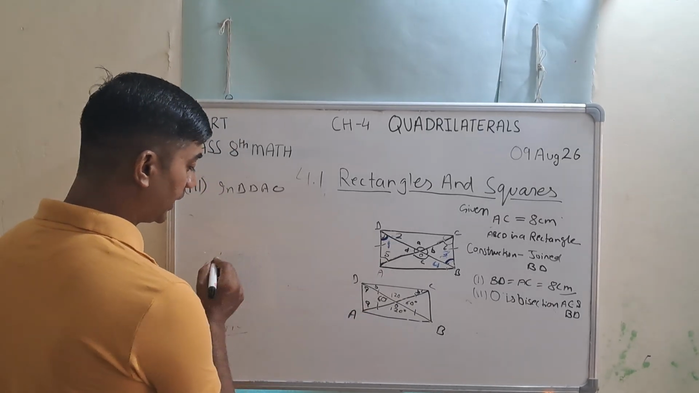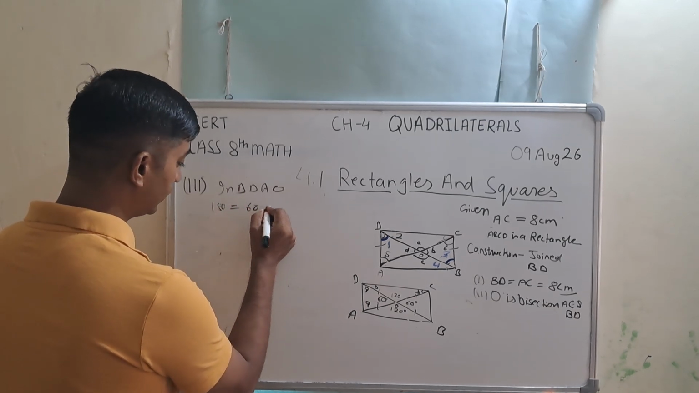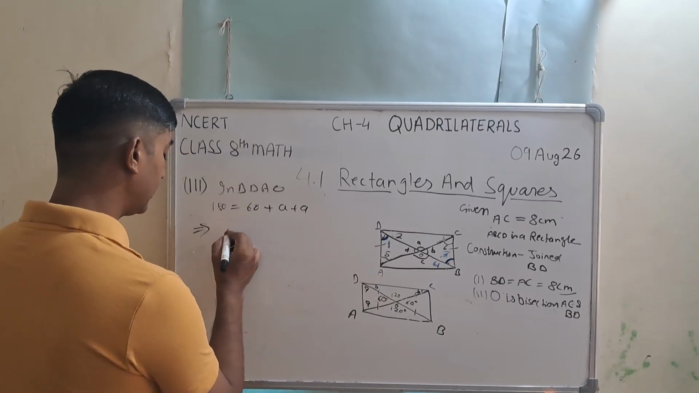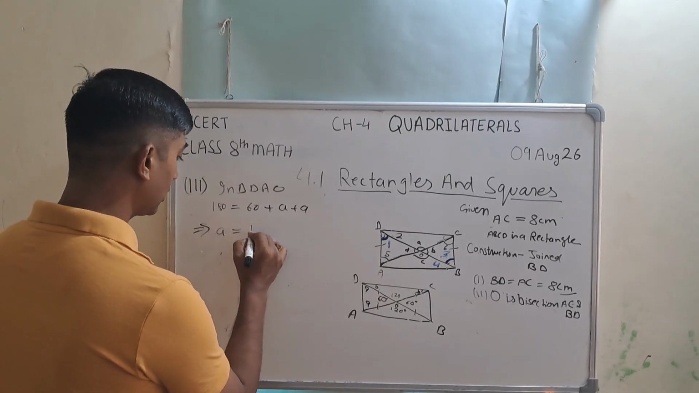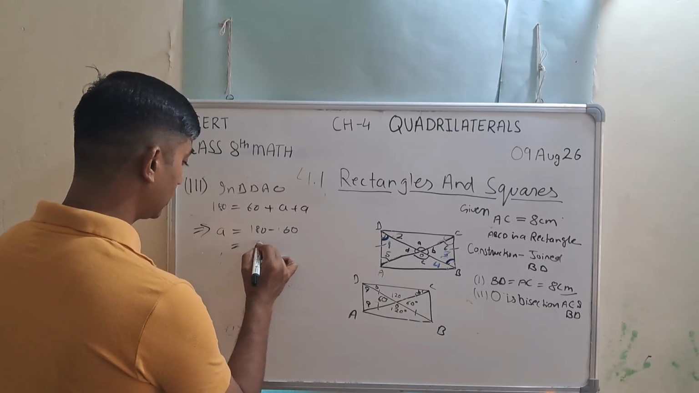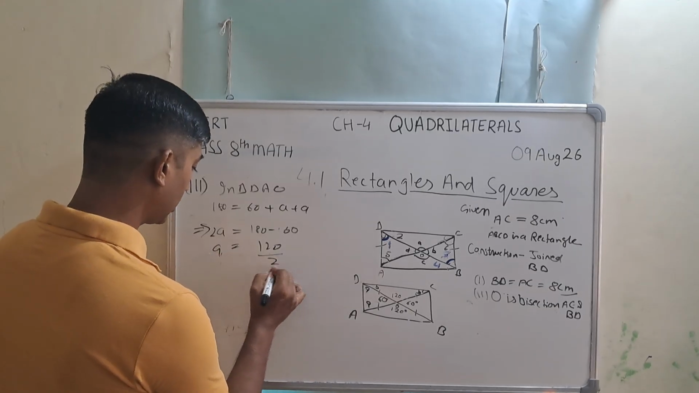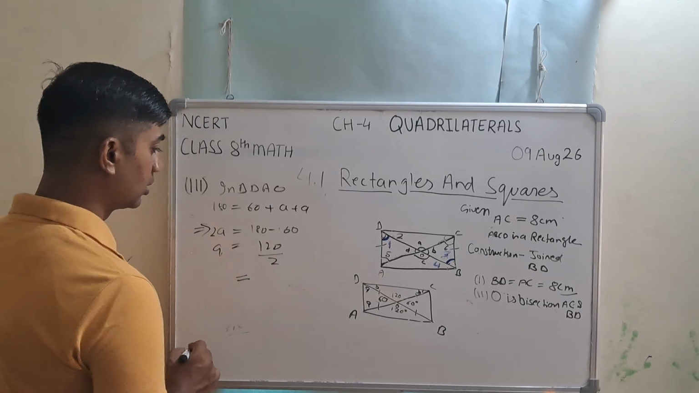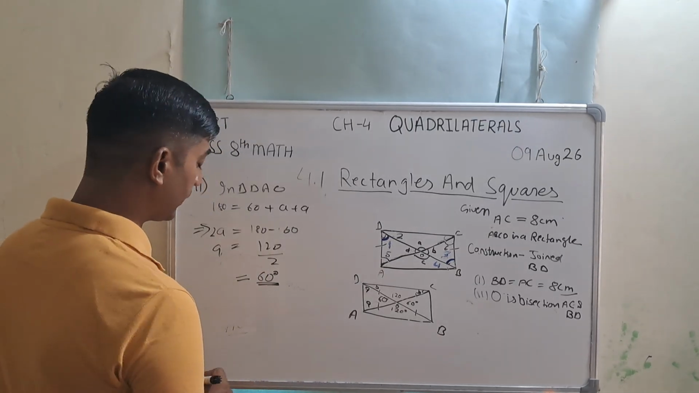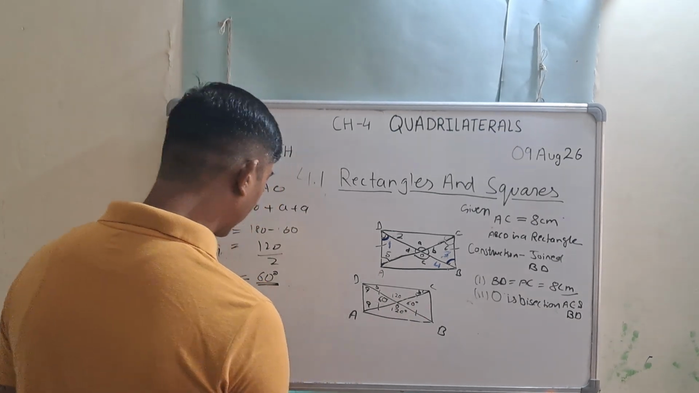So what is the value of A? You can find out. Total angle is 180, and one angle is 60 plus A plus A. In this relation you will find that 2A is equal to 180 minus 60, that is 120, and A is equal to 60. Understood? In this way we find out this A is equal to 60, and in the same way we can find out B.